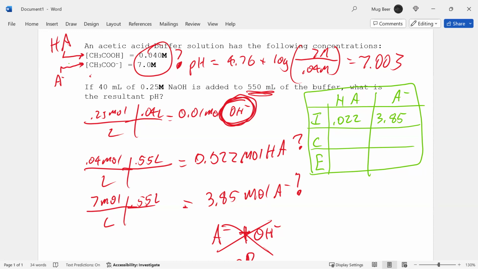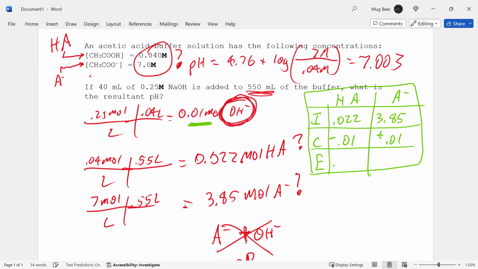Then I add the sodium hydroxide to my solution. Which one of these things did we say the sodium hydroxide was going to react with? The HA. So that means I'm going to lose some HA. How much am I going to lose? Well, I'm going to lose exactly the amount of hydroxide that was added, so 0.01. And when that reaction happens, the HA is going to turn into A negative. So this number is going to go up by 0.01 as some of the, in this case, acetic acid turns into acetate anion. So then I just do some addition and subtraction.